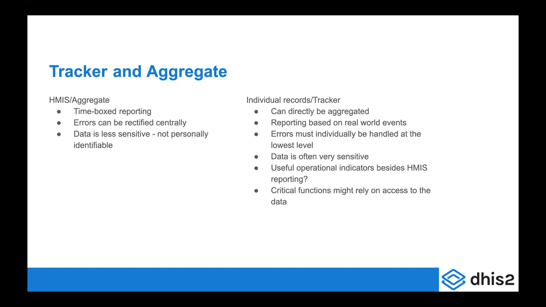Another big difference between the tracker and aggregate, and we get to this a little bit later, is that the data is very sensitive often, and it might be a personal disaster at least, and it should be a national disaster if your HIV data gets leaked into the wrong hands, for example, exposing the names of infected persons. And the amount of people that should have access is different. The actual access they should have to the data might be very different. The number of people that can see data from multiple clinics is very low.